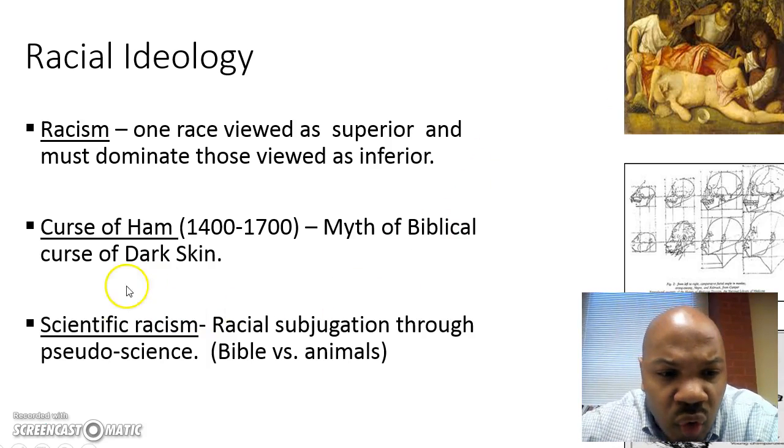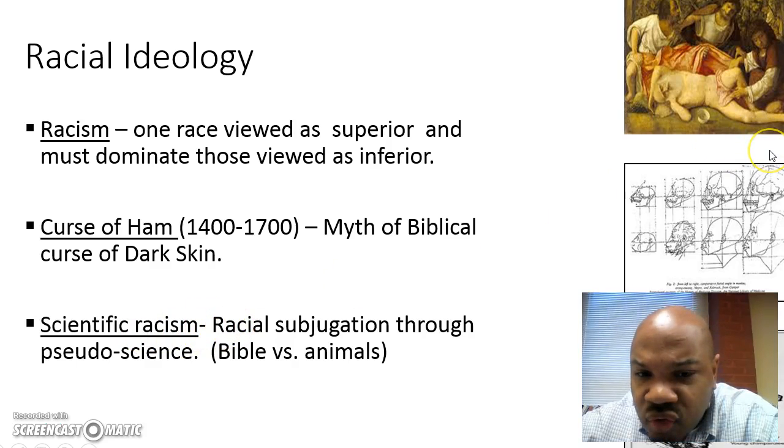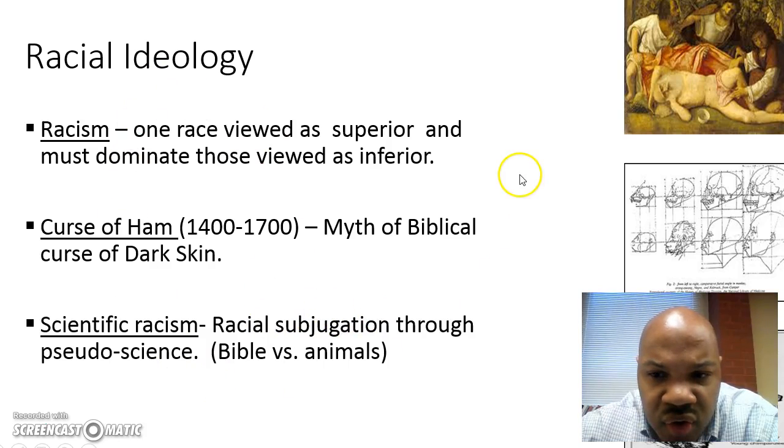Another one is called scientific racism. This is when scientists begin to construct pseudo-scientific myths of measuring the craniums of blacks and trying to compare them to animals, while comparing Europeans to biblical figures like Christ. These are the excuses that are used to subjugate Africans.